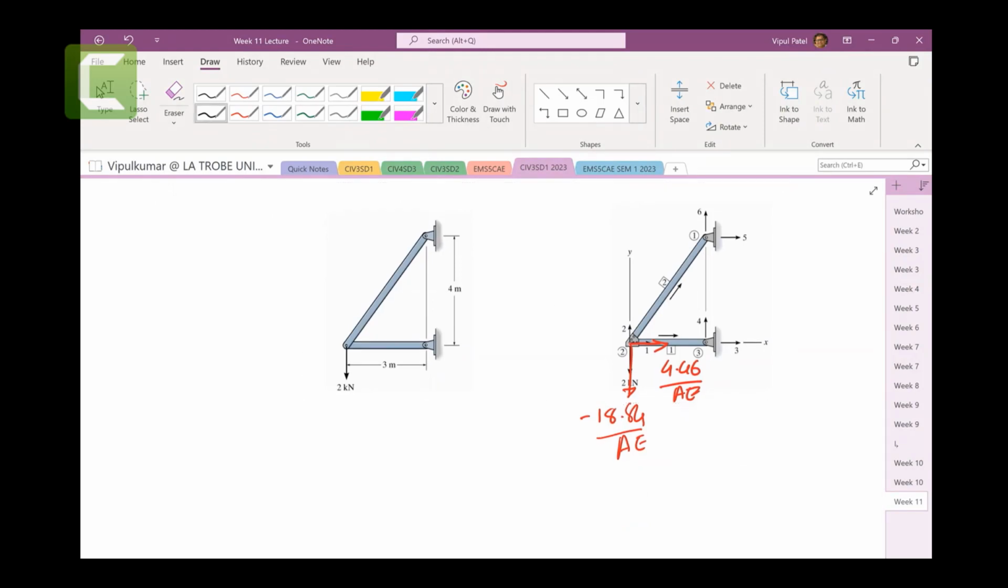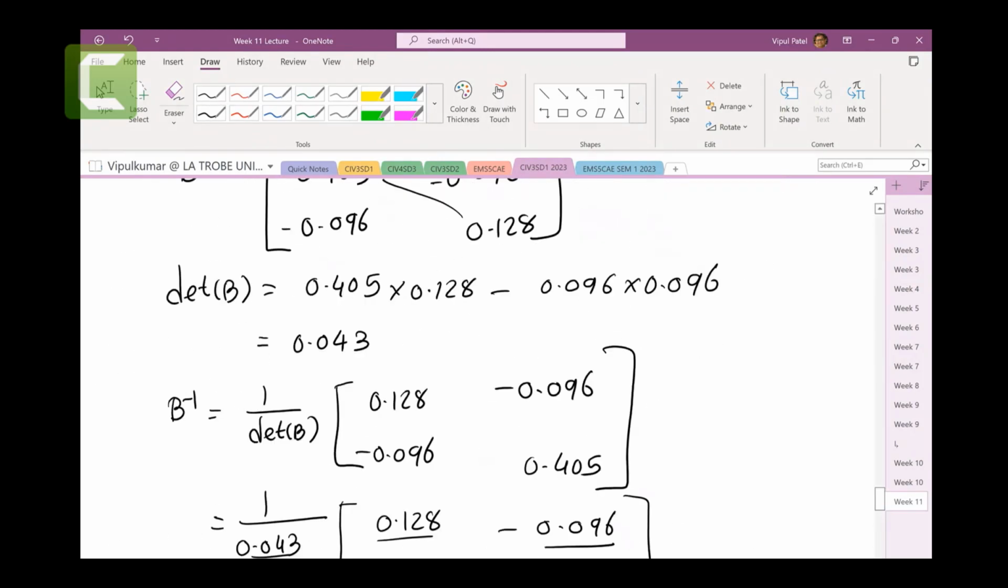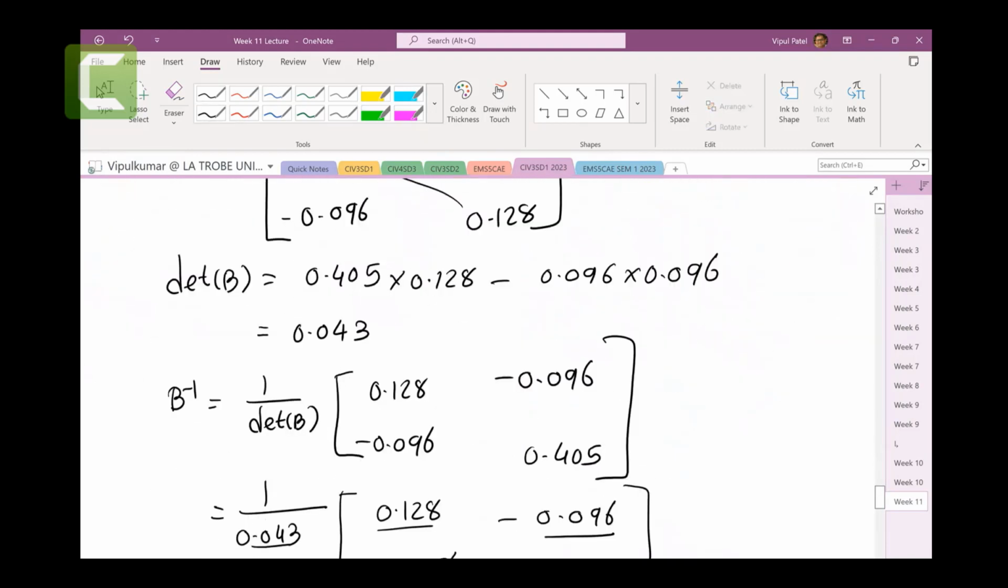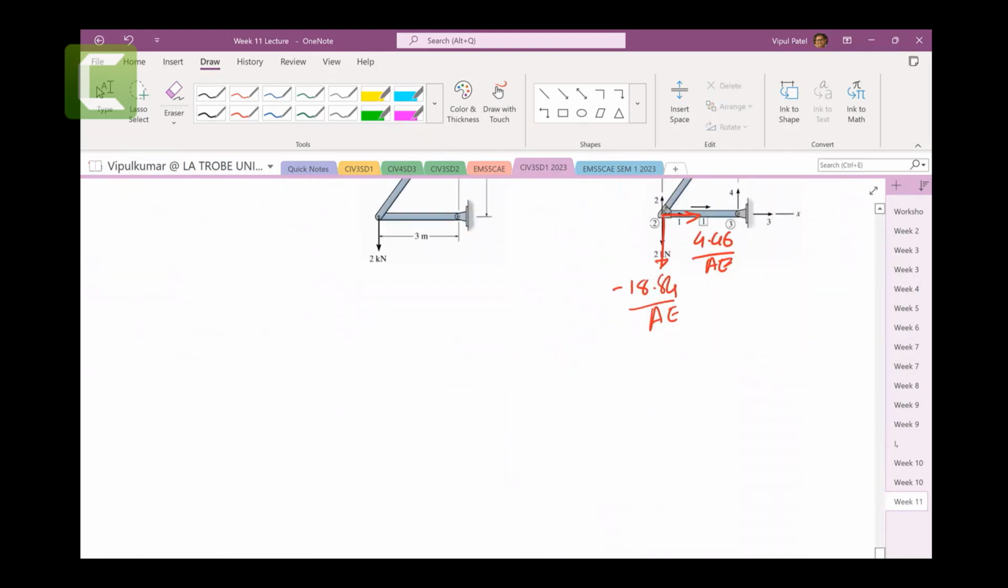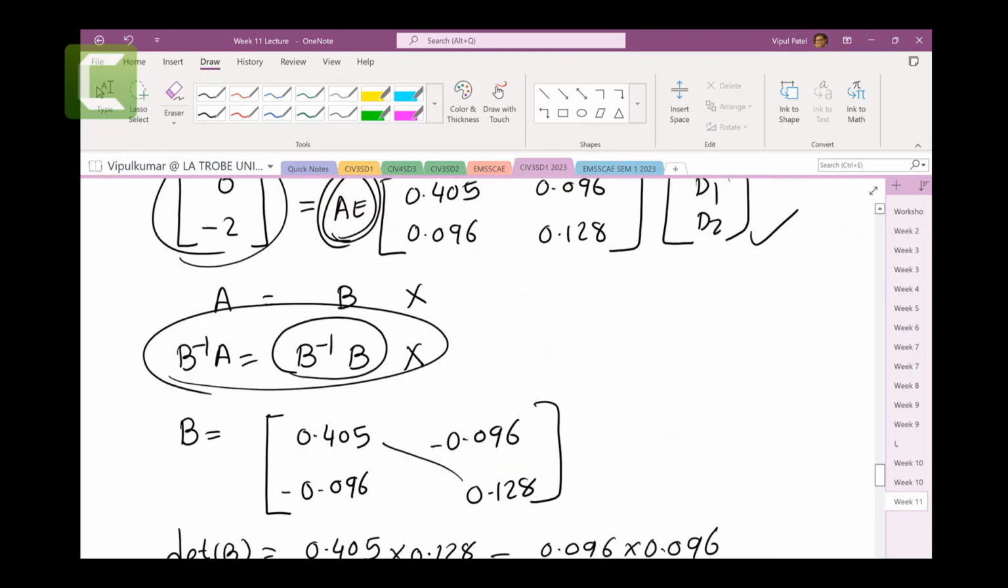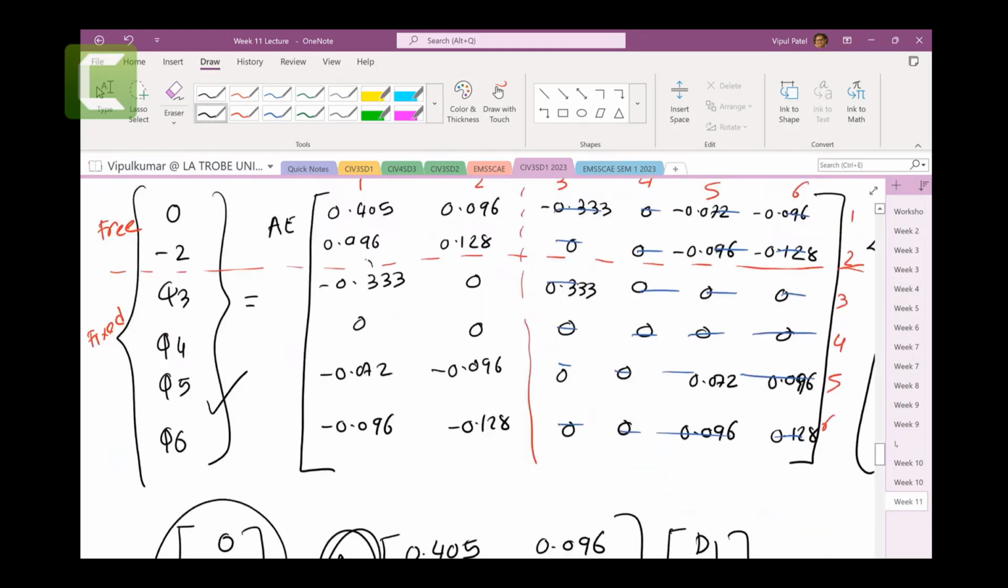So we found the displacements at these nodes, all the unknown displacements. Now we can find the reaction forces. So we can grab these ones: Q3, Q4, Q5, Q6 is equal to these, which we're going to get with AE.